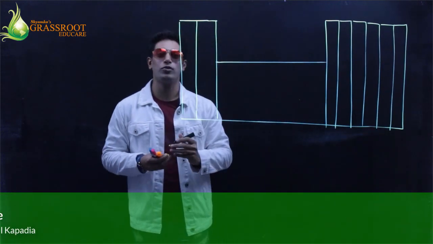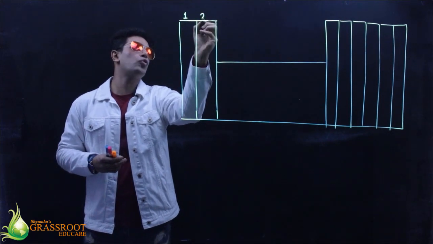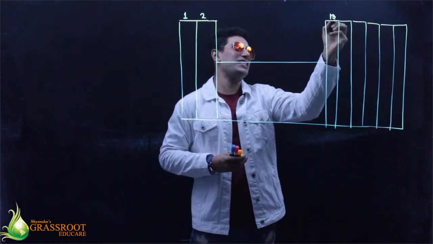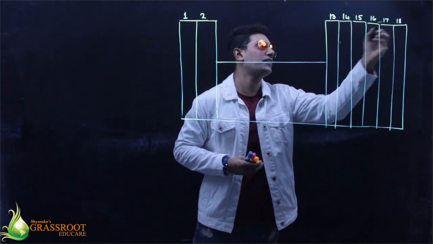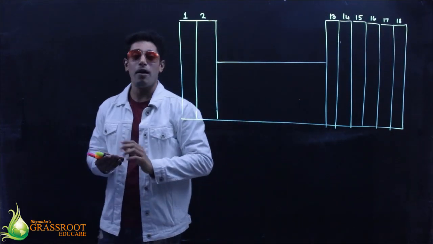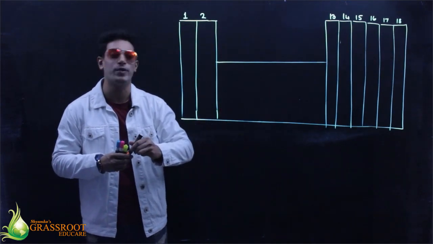Yeah, that's what it looks like. A set of columns. This is called group 1, group 2, group 13, 14, 15, 16, 17 and 18. Again, a portion of 9th standard, right? But you should know it.